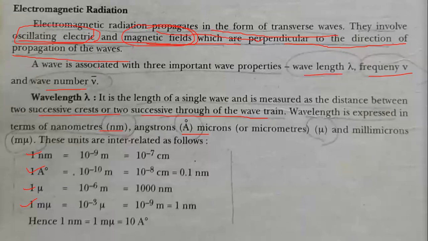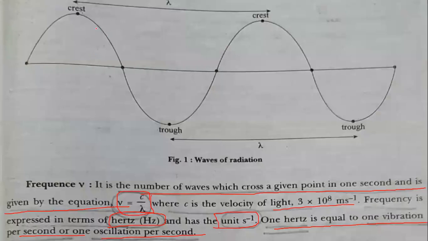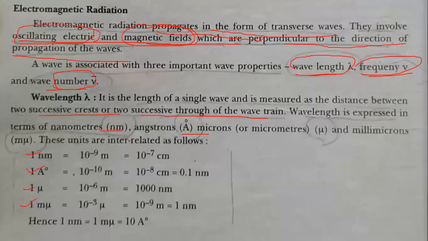Okay, so there are three important properties of any wave: wavelength, frequency, and wave number. What is the wavelength? The distance between two consecutive troughs or crests. So this is the crest. The distance between these two crests, or the distance between these two troughs, is called the wavelength.